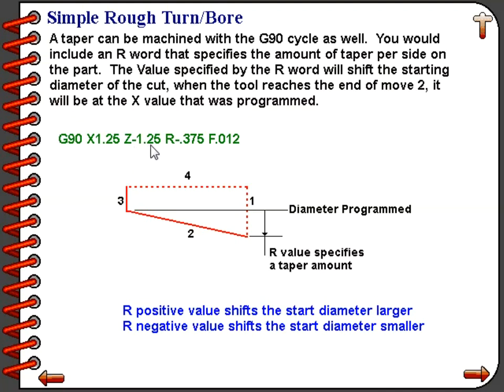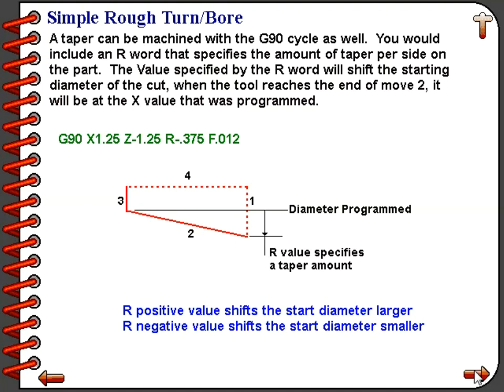Our Z position of minus 1.25 inches would be down where position number 3 is in our diagram. The R minus 0.375 will shift the starting diameter, which is on the right edge near position number 1. It will shift that 375 thousandths per side smaller than the 1.25 dimension specified with X. And finally, our feed rate is 12 thousandths per revolution.